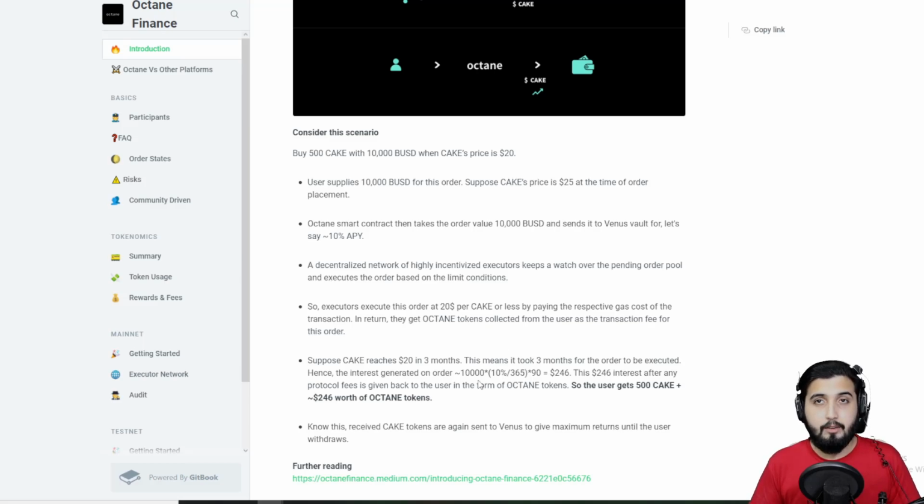So after 3 months, when the price has dropped from $25 to $20, you buy the token for 10,000 BUSD. You also get an APY and interest of $246 from there. So in this sense, the user gets 500 cake at $20 per token, plus $246 worth of Octane token, which is their native token. They get that in the form of Octane tokens. And this is how this whole thing works.